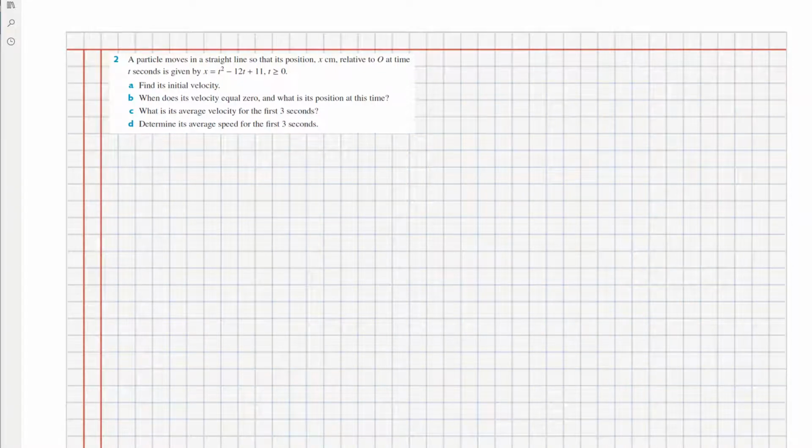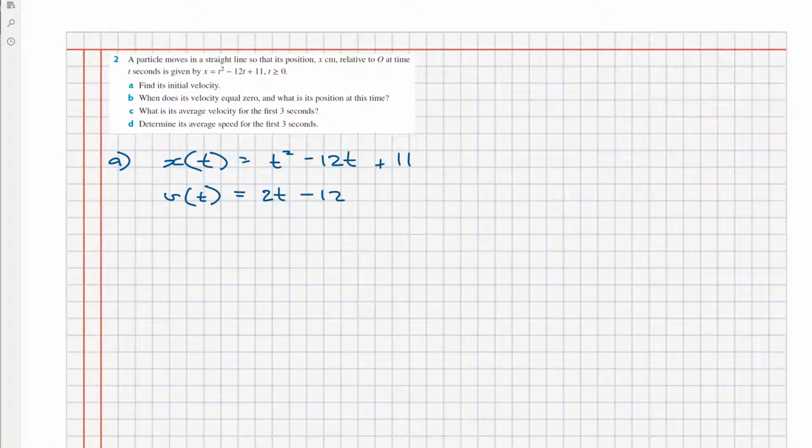Question 2. A particle moves in a straight line so that its position x centimeters relative to the origin at t seconds is given by x equals t squared minus 12t plus 11, where of course t must be equal to or greater than 0. In part A, we're looking at finding the initial velocity. Now, if x of t is defined as t squared minus 12t plus 11, then we know the function describing the velocity is simply the first derivative, and therefore it's defined as 2t minus 12.